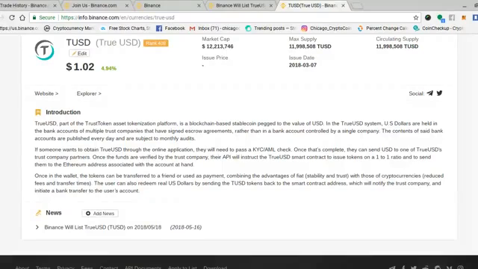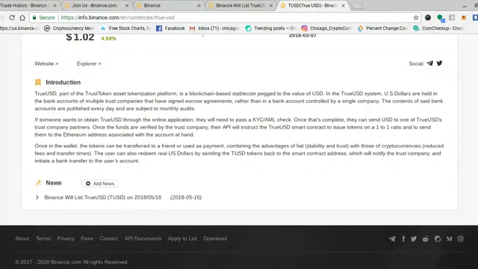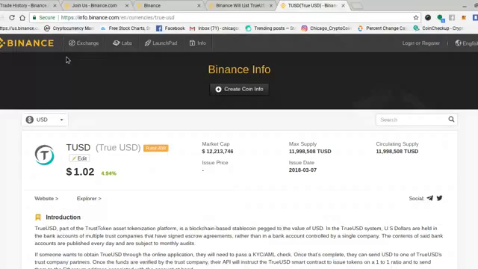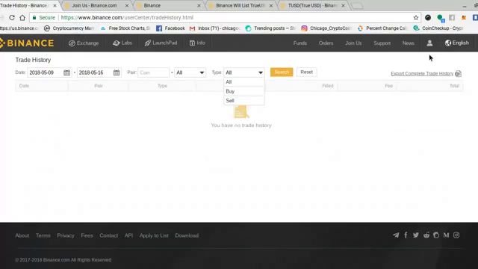combining the advantages of fiat, stability of trust, with those of cryptocurrencies, reduced fees and transfer times. The users could also redeem real US dollars by sending the TUSD tokens back to the smart contract address, which will notify the trust company and initiate a bank transfer to the user's account. So that's real interesting. Very, very interesting if you ask me.